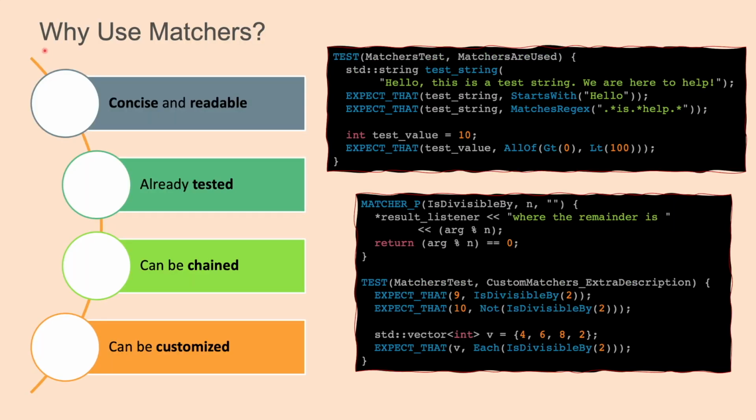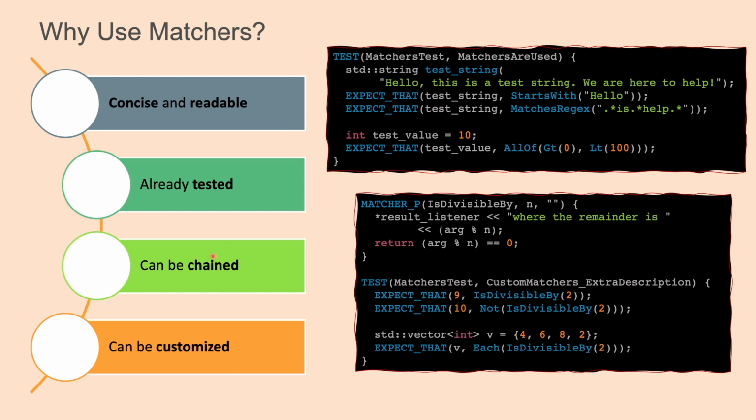So let's summarize why we use matchers. First, they are more concise and readable. As you saw in this line, I'm basically saying expect that my test string starts with hello. Everyone can quickly read this line and understand what it does. Yes, you could write these functions yourself, but the matchers are already tested and provided to you as convenience functions, so why reinvent the wheel?